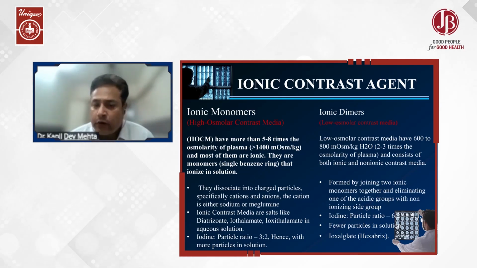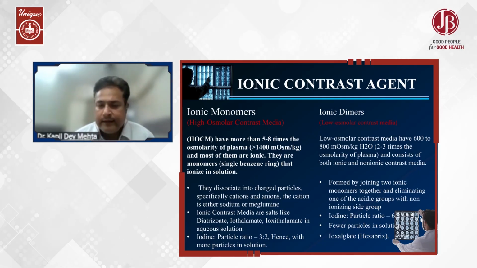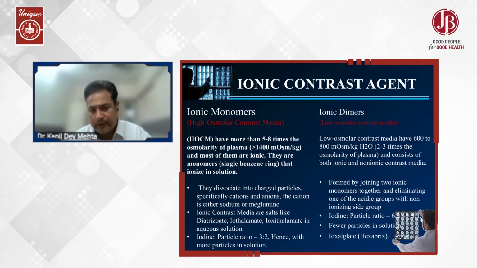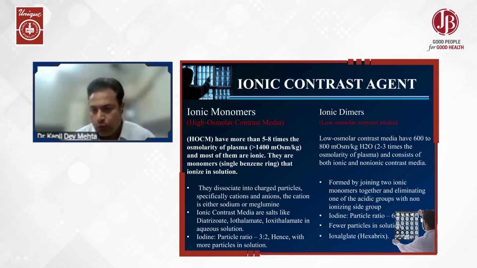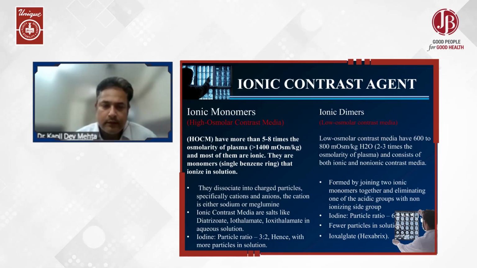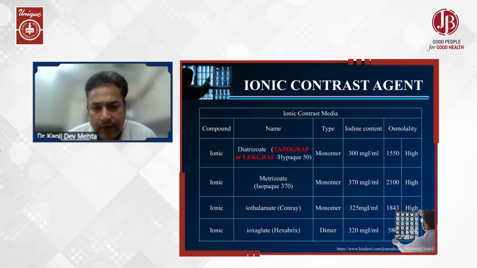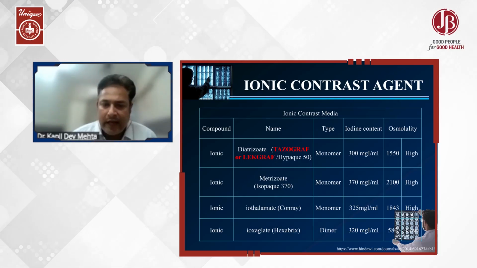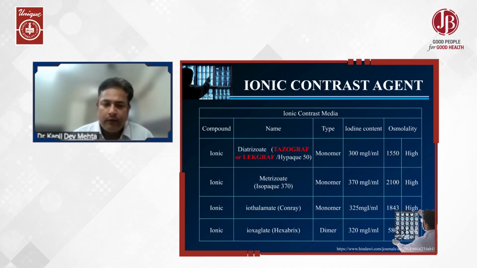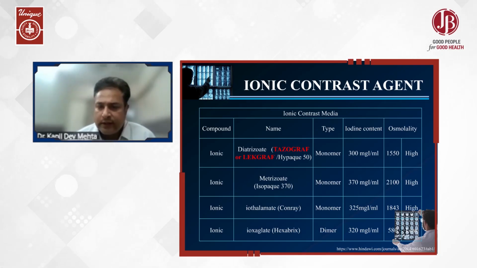Ionic dimers, their osmolality is comparatively low, around 800 milliosmoles per kilogram, and that is why their side effects are comparatively lower. Their iodine to particle ratio is 6:2. Now, coming to the ionic ones, just a few names which we have: Tazograph, Leggraph. These are a few of the iodinated contrast media which we have.